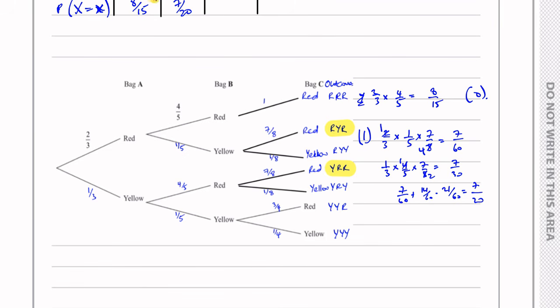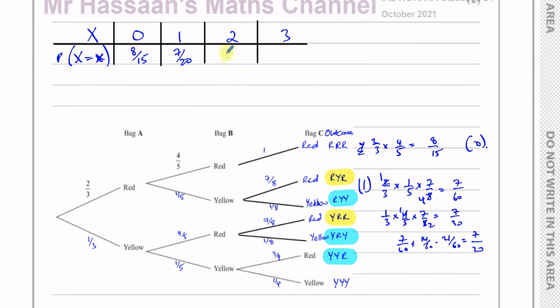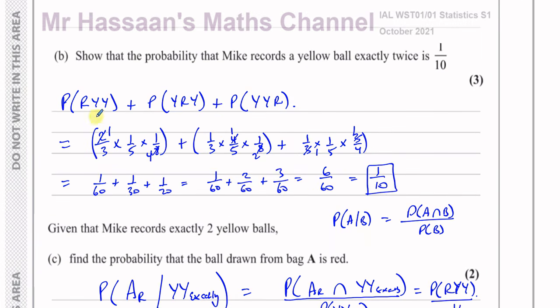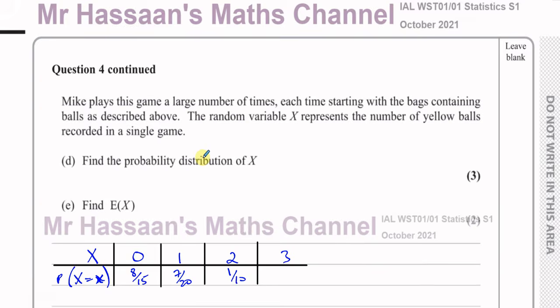And the probability of picking 2 yellows. Let me just change the color of this to make it a different color. 2 yellows would be this one, and this one, and that one. And we already found that actually. If we remember rightly, we found the probability of picking exactly 2 yellows was 1/10. So we don't need to calculate that again.